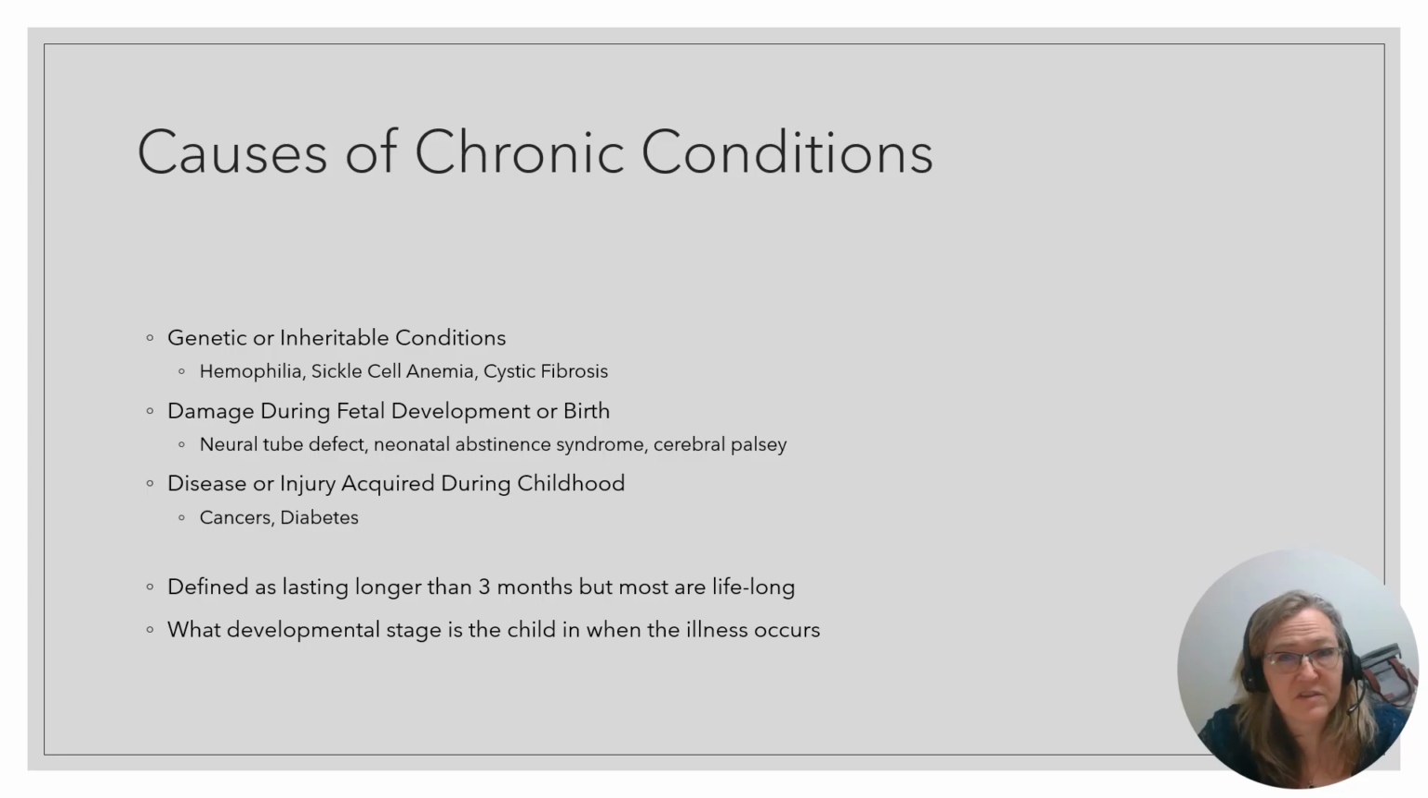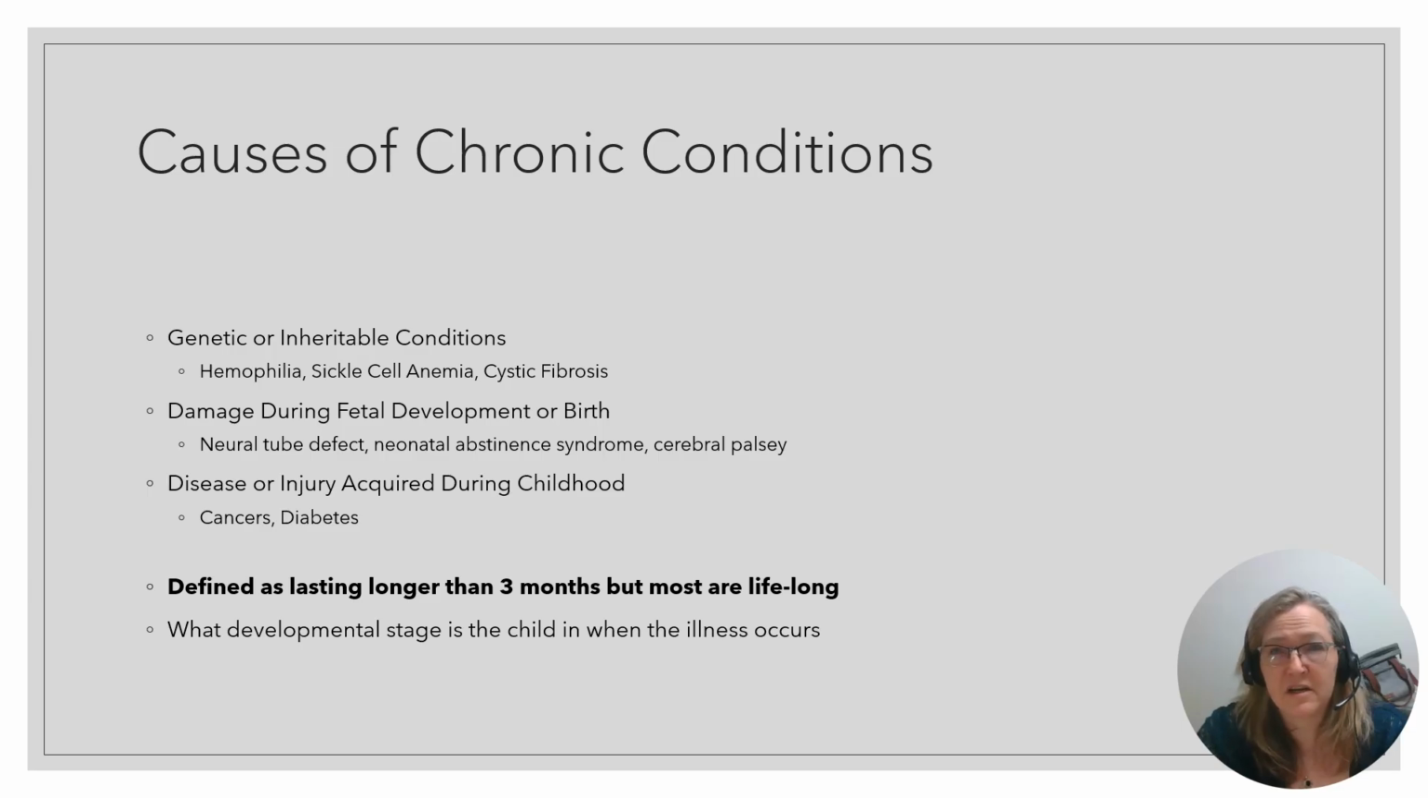Some of the causes of chronic illness in children, of course, we've gone over things like hemophilia, sickle cell, cystic fibrosis, renal tube defects, neural tube defects, neonatal abstinence syndrome, cerebral palsy. I also consider cancer, and brain injury from a car accident. All those kinds of things are reasons why children might develop a chronic illness or need an ongoing higher level of care. So make sure that you know the definition of a chronic illness is that it's got to be longer than 3 months that they're going to be suffering this.